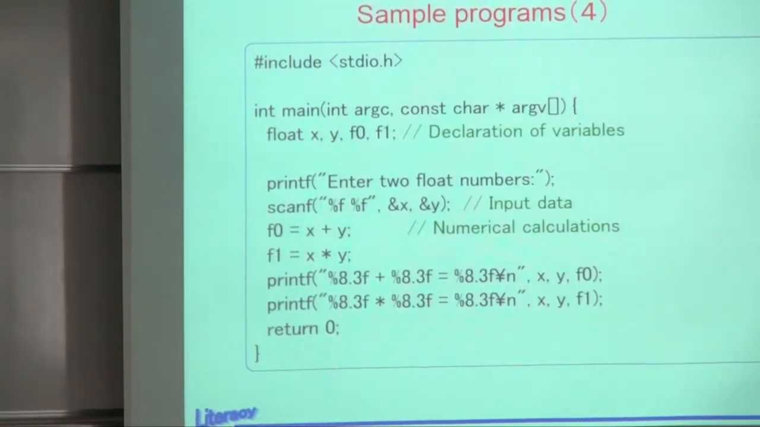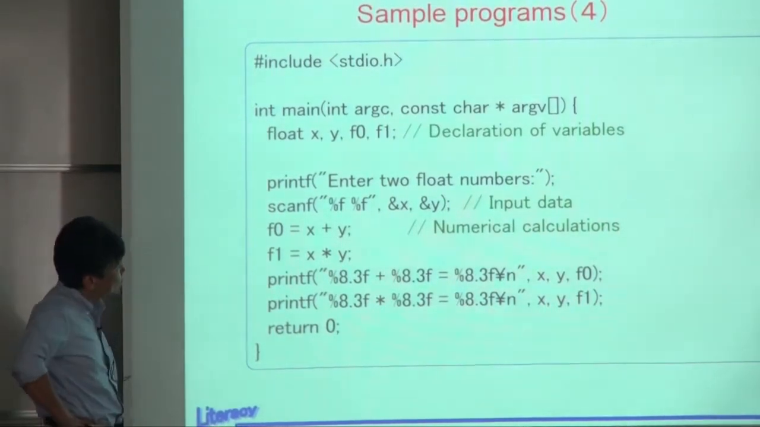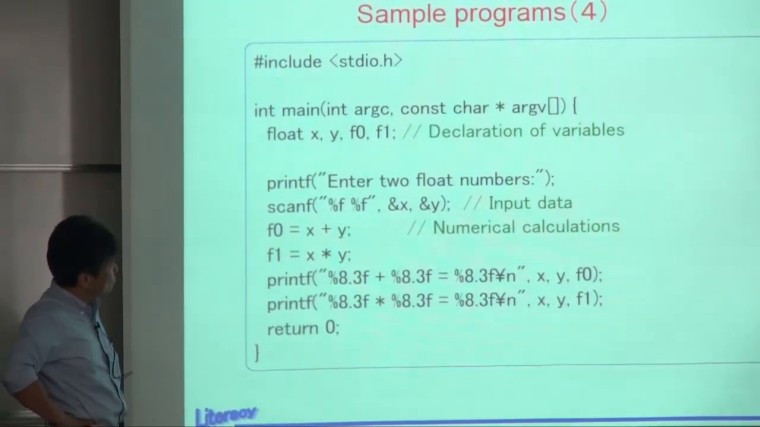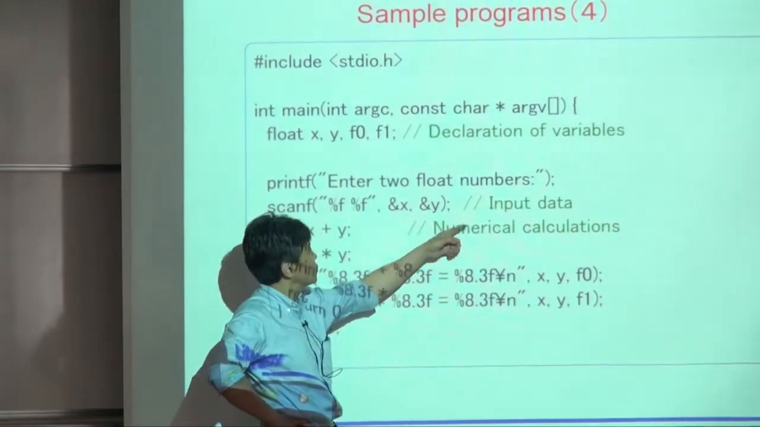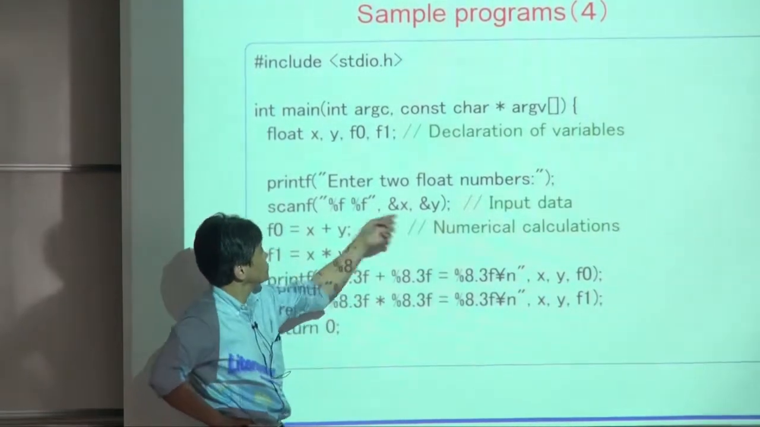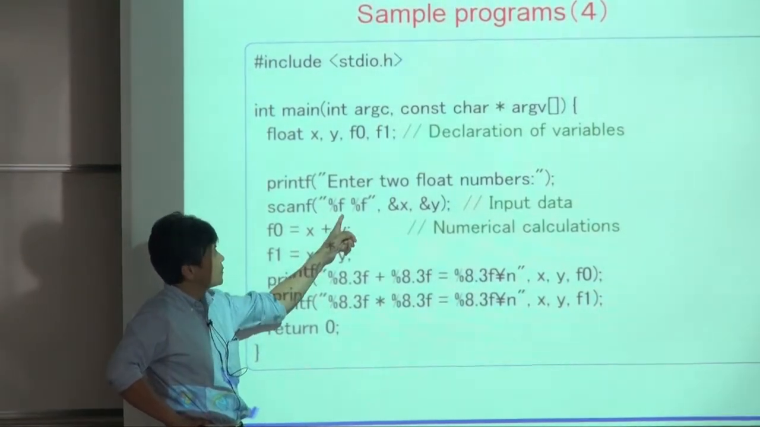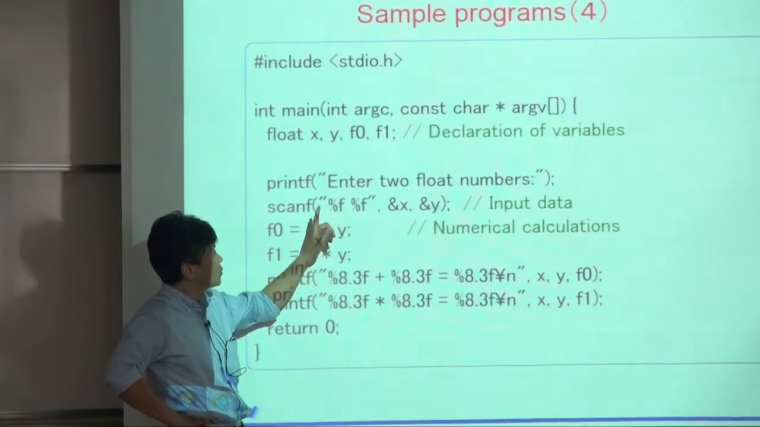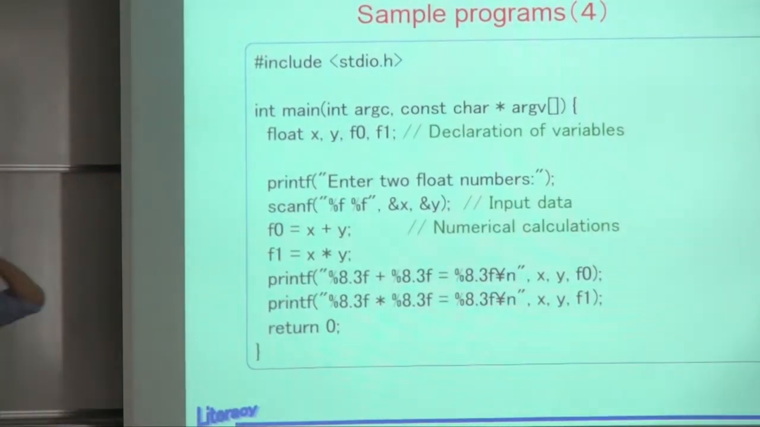subtraction. And the fourth program is also for the scanf function. In this case, the x variable and the y variable are treated as floating point numbers. So you have to specify the f character as the code string for these variables. Okay.